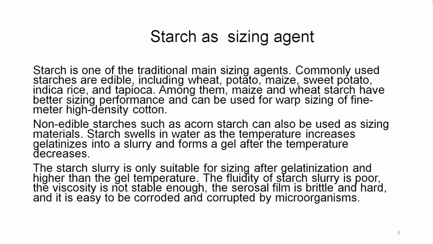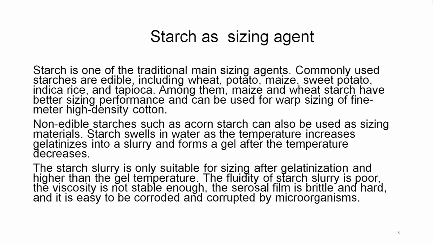Commonly used starches are edible, including wheat, potato, maize, sweet potato, indica rice and tapioca. Among them, maize and wheat starch has better sizing performance and can be used for warp sizing of fine meter, high density cotton. Non-edible starch such as acorn starch can also be used as sizing material. Starch swells in water as the temperature increases, gelatinizes into a slurry and forms a gel after the temperature decreases.